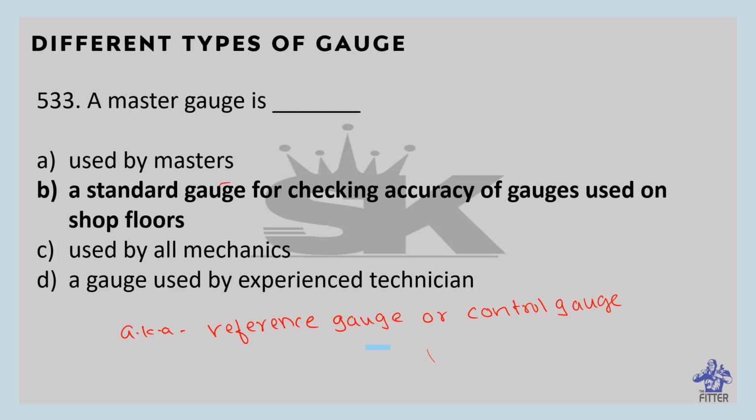Master gauge is used for inspection. Just as there is an error in a workshop gauge used on the machine, in the same way, there is a possibility of variation in the inspection gauge due to continuous testing of jobs in the inspection room. This gauge removes the error of the inspection gauge.